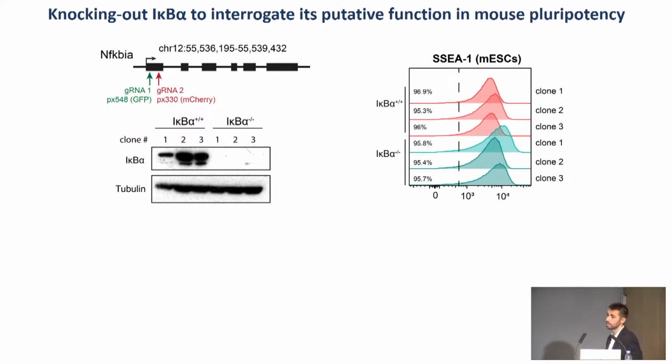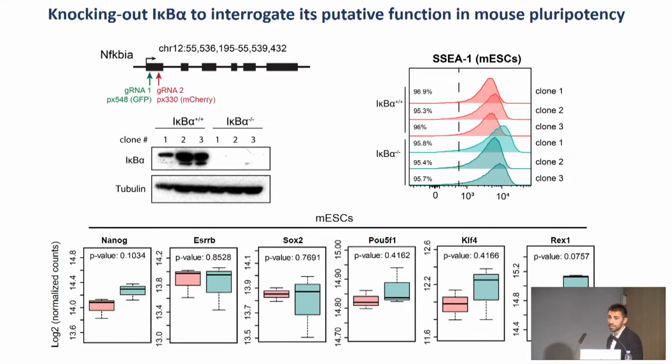When I checked by flow cytometry the pluripotency marker SSEA1, I didn't see any change in the percentage of SSEA1 positive cells. But very curiously, when we further checked at the RNA-seq level the expression of other pluripotency markers such as NANOG, ESRRB, SOX2, OCT4, KLF4, and REX1, you can see here that the knockout mouse ES cells were presenting a higher expression level of those pluripotency markers.